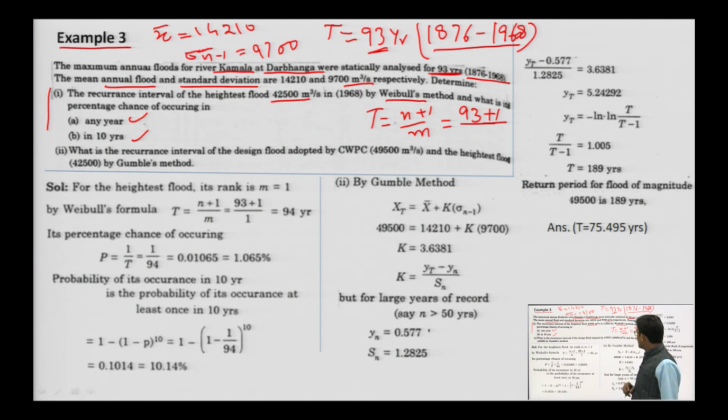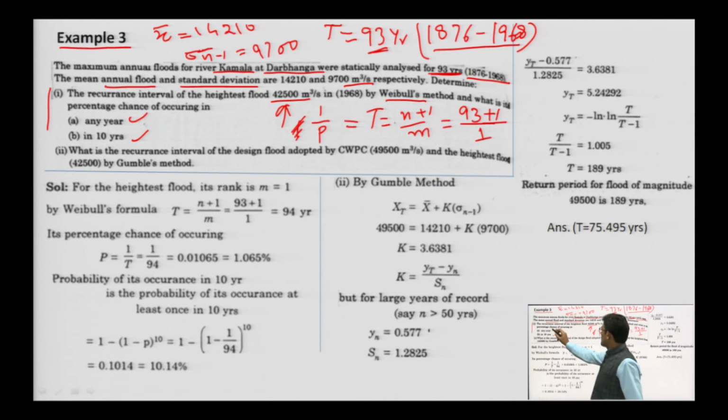And what will be the value of small m for this discharge? For the highest value of flood, its value should be 1. So, this is the recurrence time. Once we get the recurrence time, its probability can be calculated by 1 by T.